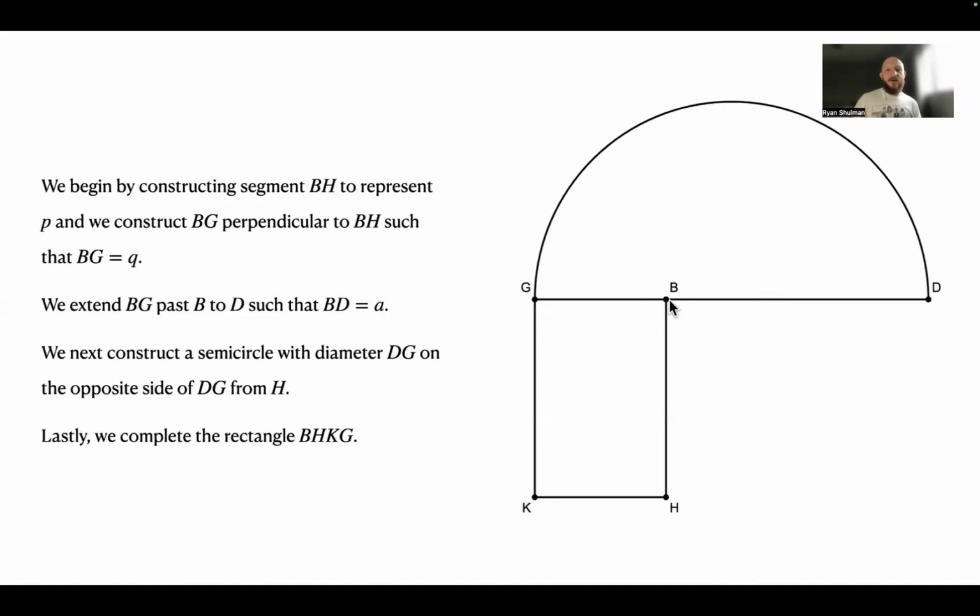So now that we have our BH, BG, and BD, on DG, which is just a straight line, we construct a semicircle with a diameter DG. And we construct this semicircle on the opposite side of DG from H. And the very last thing that we'll do is we will complete this rectangle BHKG, which moving forward, we're just going to refer to as BK.